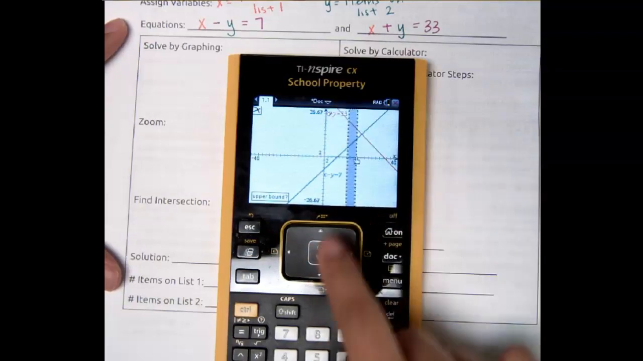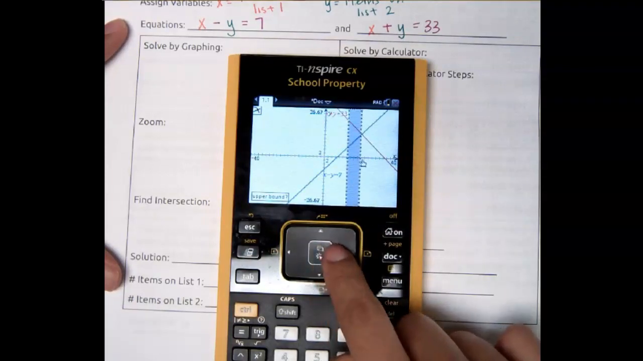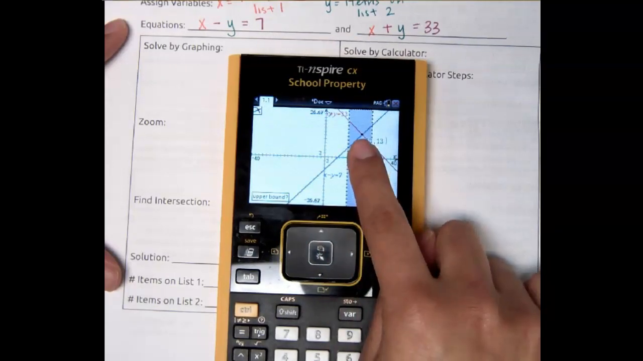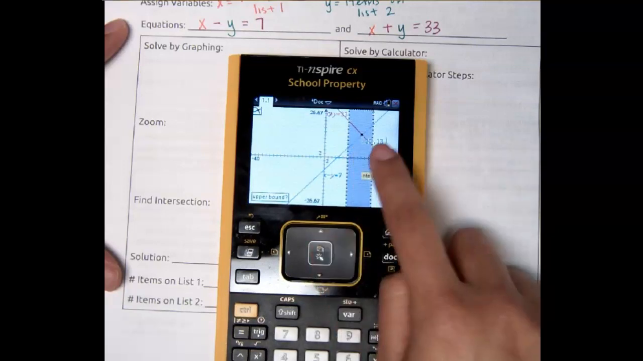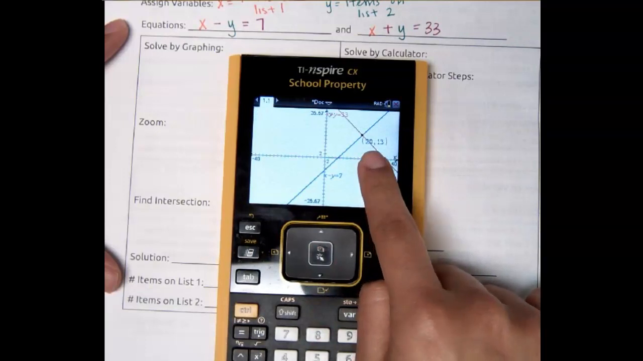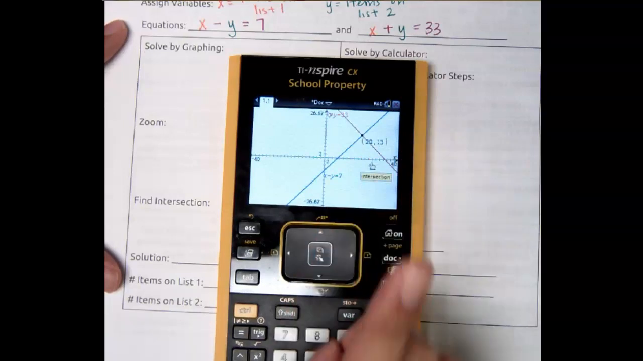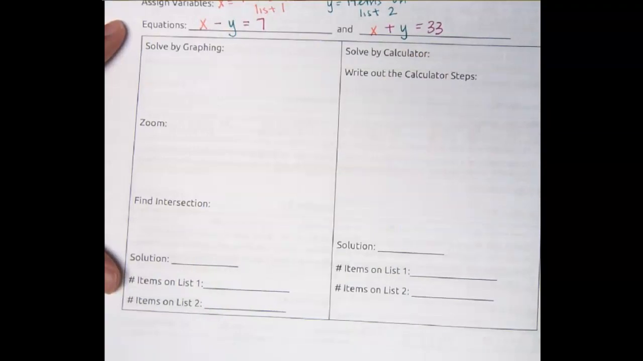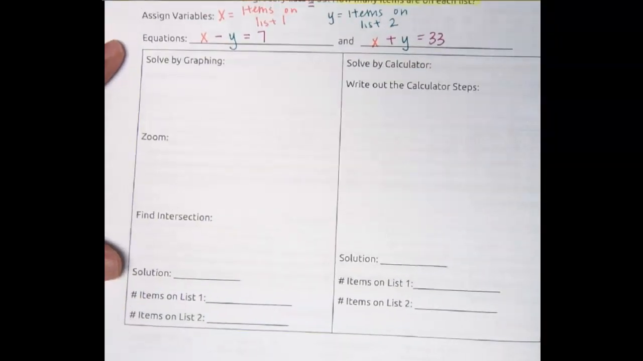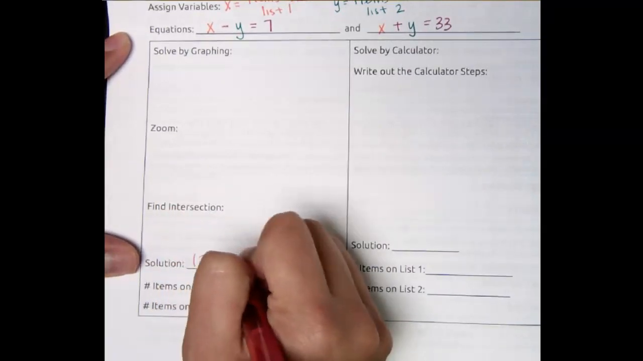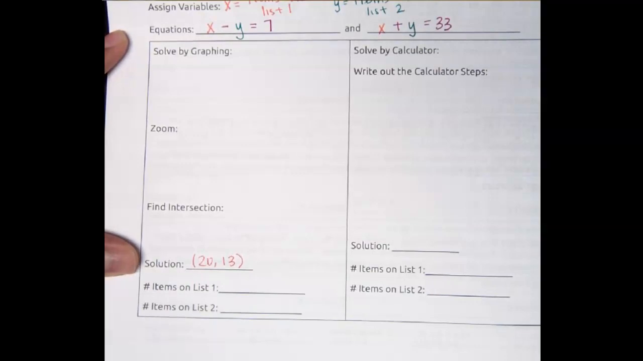See how that dotted line stayed there? I'm going to slide it over until I get to the other side of where those lines intersect. So pretty much you're trying to highlight that point of intersection. And you can already see what the point is, but once I click again, it tells me that the ordered pair, or the solution, is 20, 13. So I'm going to go ahead and write that down right here at the bottom where it's a solution, and then we'll write the steps. So my solution was 20, 13, and we'll go back and figure out what all that means.